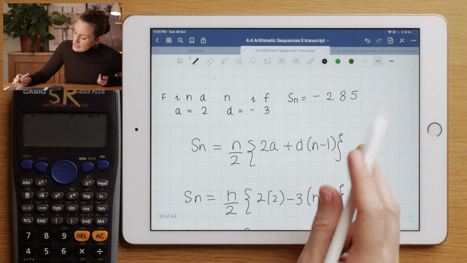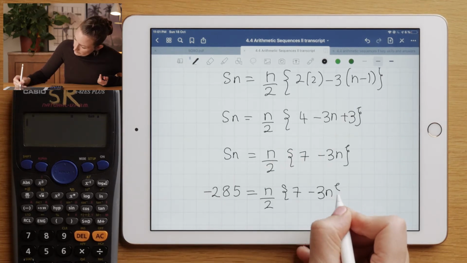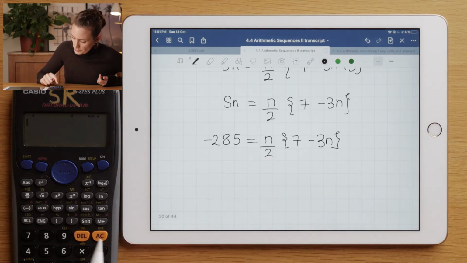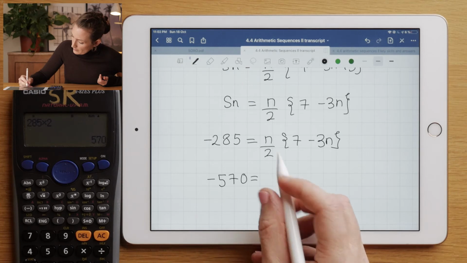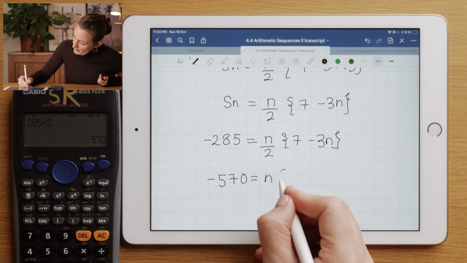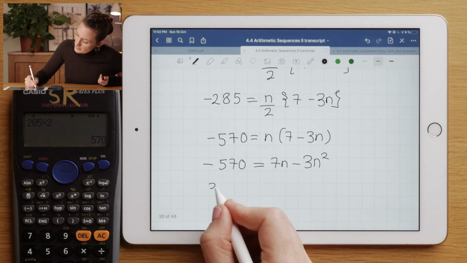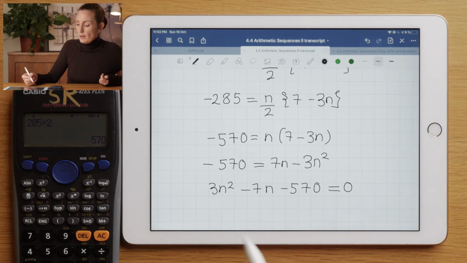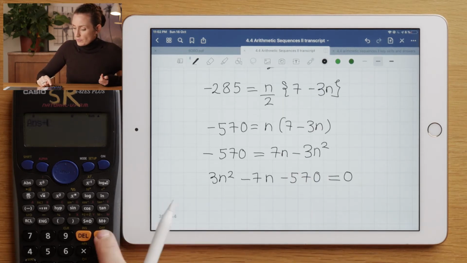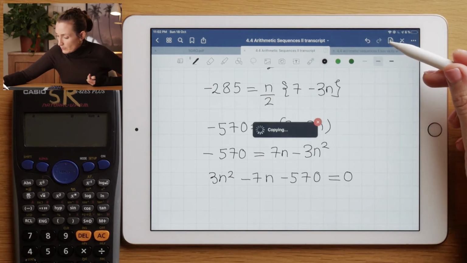Now we know that Sn is minus 285. Times that by 2. You can use your calculator if you want. And multiply this bracket out, what would be n. Bring everything to one side. And then you would need to factorize or solve using the quadratic formula this expression. Because it's so big, I think I'm going to solve with the quadratic formula.